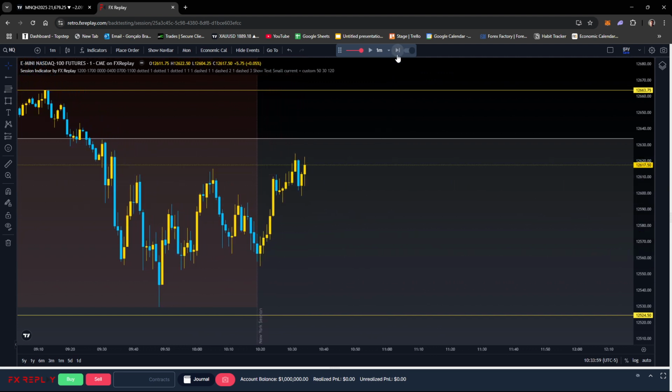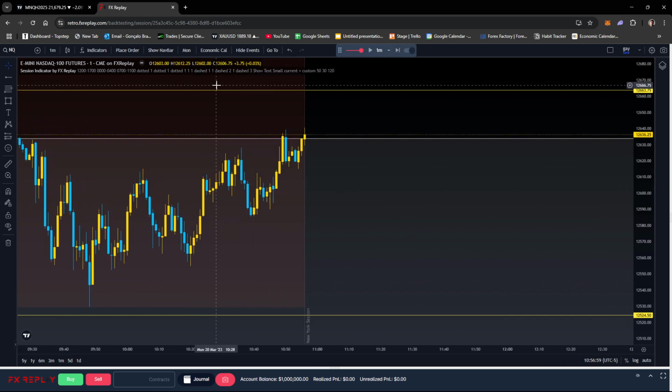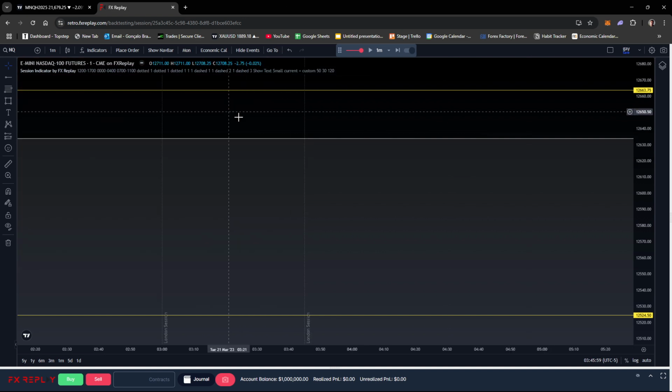We don't need all the moves. We just need a bounce and to understand which way we want to bounce. So that's another success. 4 for 4. Let's go to the next day.